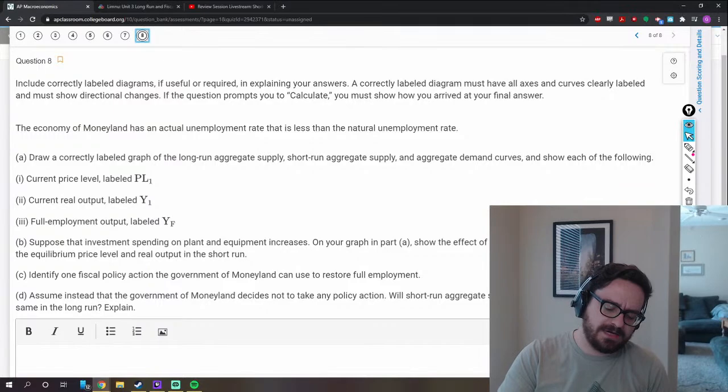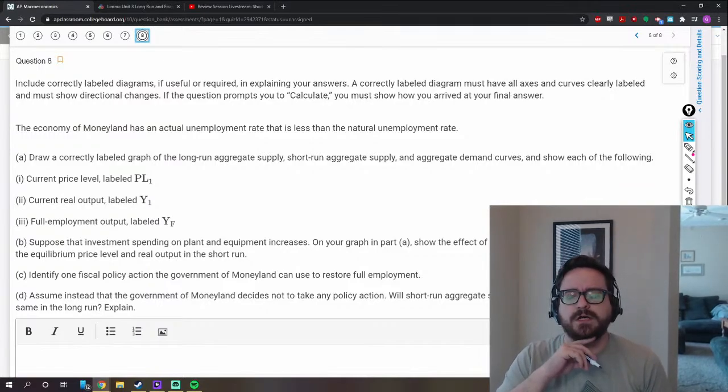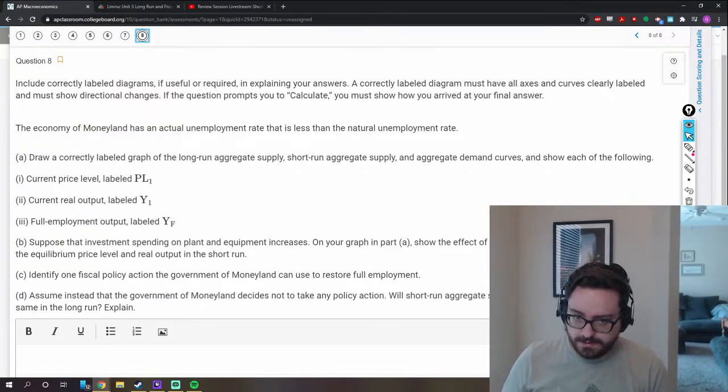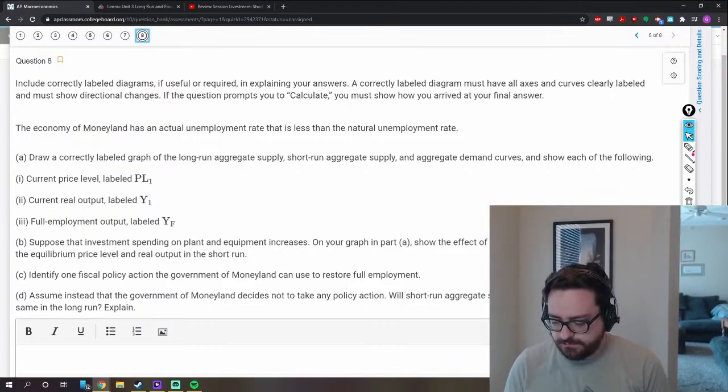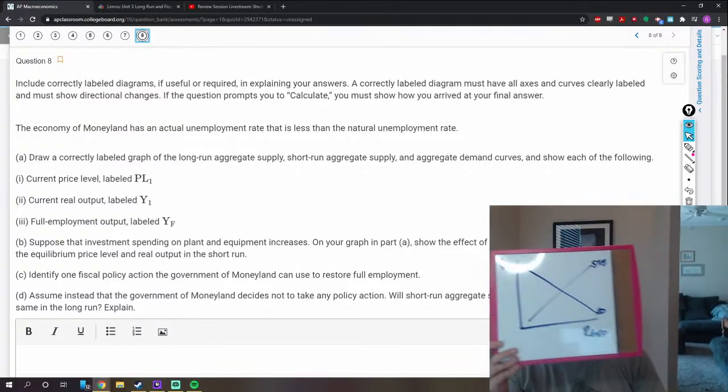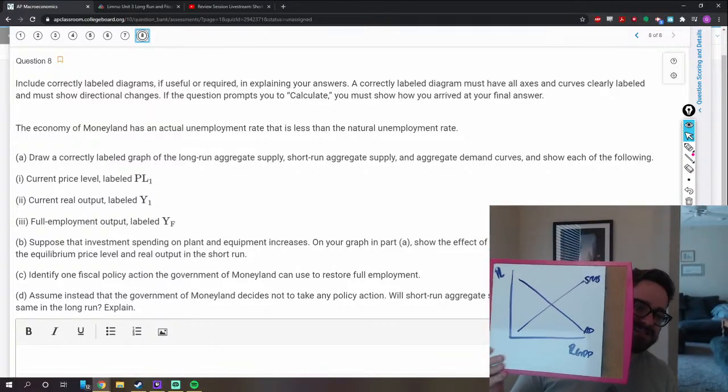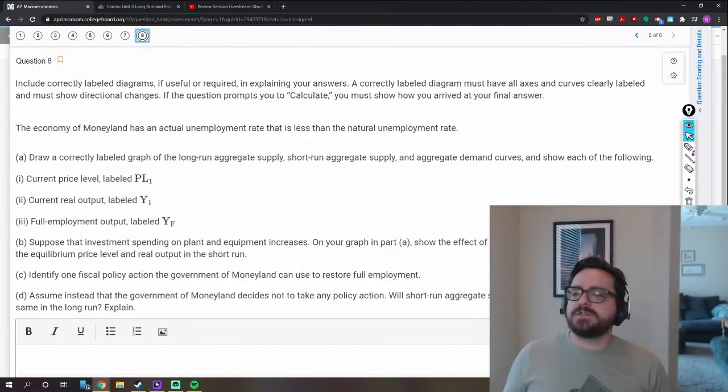I'm going to do this one on my whiteboard because I don't want to cover up all the words on this thing, even though my camera's covering up a good amount of it. So it tells me that my current unemployment rate is less than my actual rate of unemployment. As a heads up, when I'm starting these graphs, I always draw this X first, and then I draw LRAS later. So it tells me my current level of unemployment is less than the natural rate.